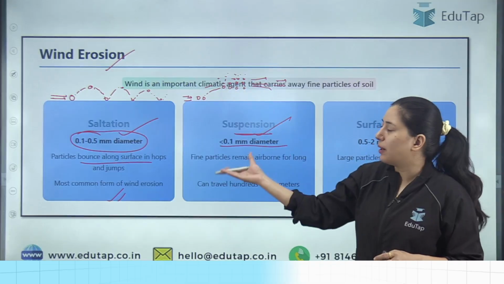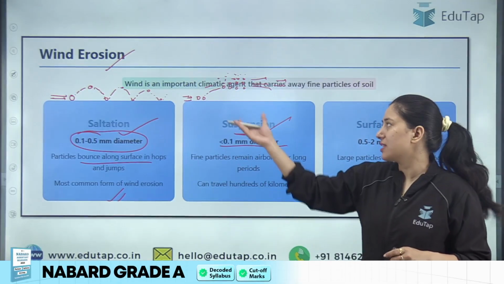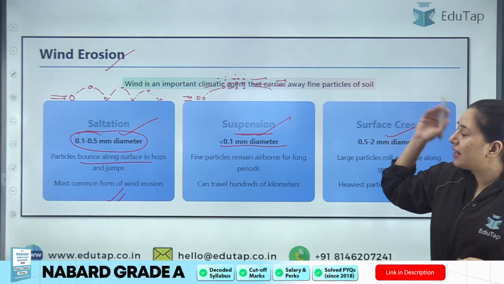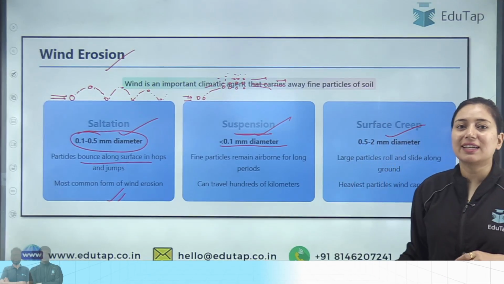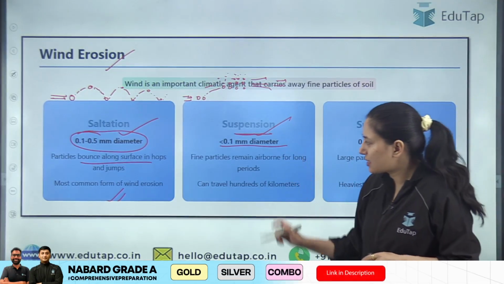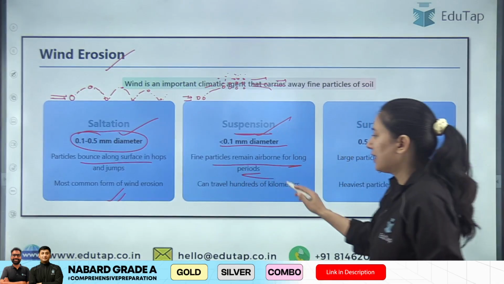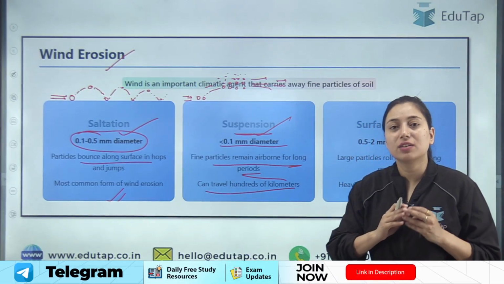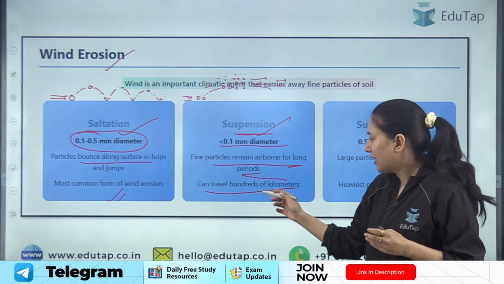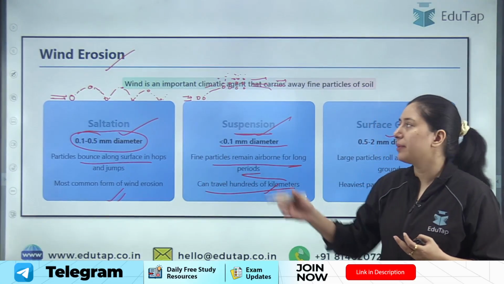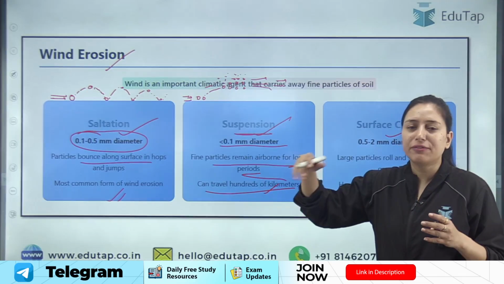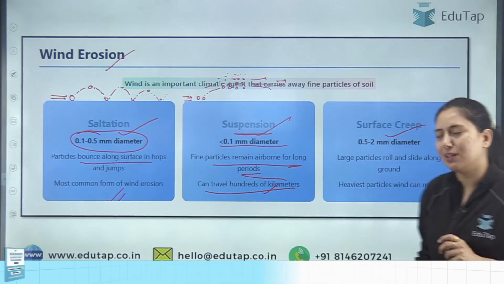They are not bouncing back, they are not coming back to the earth surface, they are suspended in the wind and traveling along with it, and wherever the wind stops, they will settle down at that place. So this is suspension. Clear? Due to suspension, particles can travel to the farthest distance, like hundreds of kilometers, because they are suspended in the air and travel along with the wind, and wherever the wind stops, they settle down at that place.